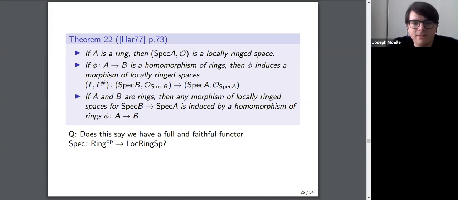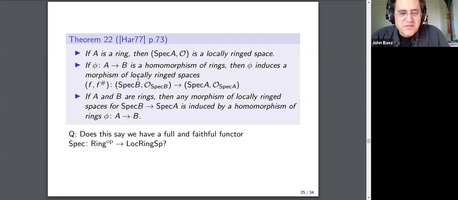Okay. So all I will say is that Joe is very right that you're not getting all the objects. Not all locally ringed spaces are coming from rings. And then other ones are incredibly important.